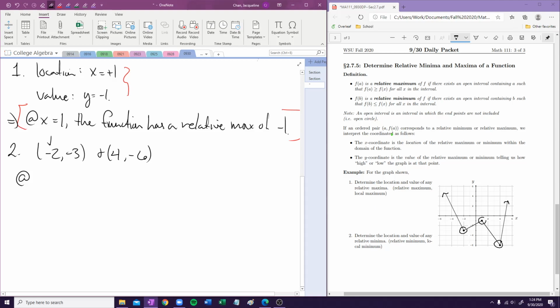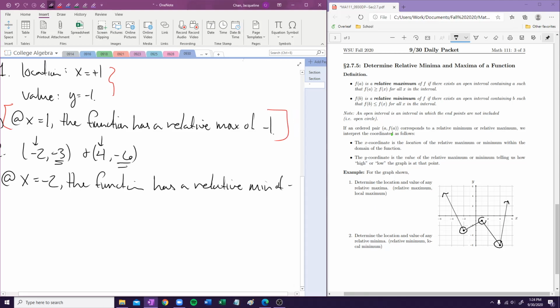So remember, our locations are our x, and our values are our y's. Okay, so at x is equal to -2, the function has a relative min of -3. Okay. In addition, we also have x is equal to 4, and then we're going to write the same thing, but of -6.